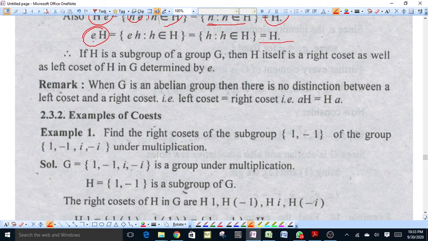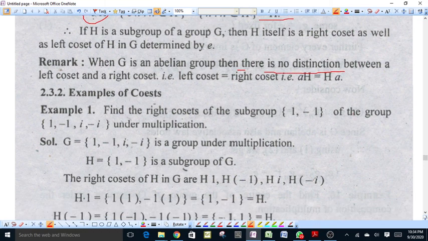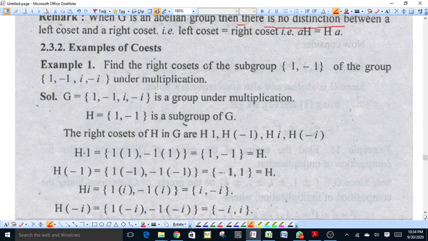When G is an abelian group, then there is no distinction between left coset and right coset, that is left coset will be equal to right coset. AH is equal to HA, because G is an abelian group. Now we take some examples of cosets. See this example.